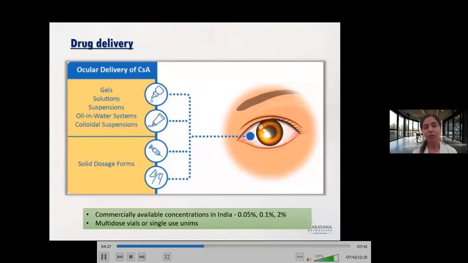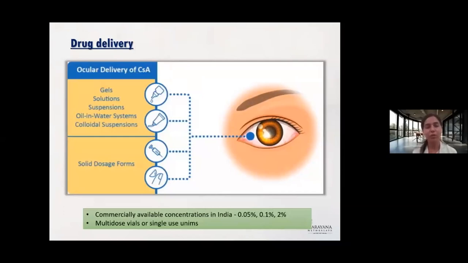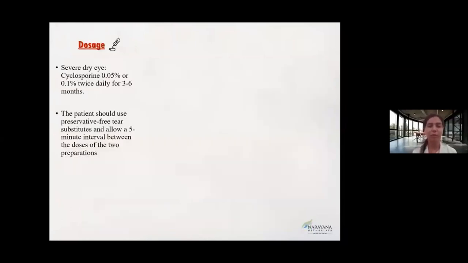So the drug delivery or the ocular delivery of cyclosporin A can be through various formulations, which are in the form of gel, solution, suspensions. But what are commercially available to us in India is a concentration of 0.05, 0.1 and 2%. Abroad, there are even 1% concentrations available. And this is also available in multi-dose vials or single-use units as per what is available. So usually for a patient with dry eye, the more common percentage that we use is cyclosporin 0.05% or 0.1% in a twice daily dosage.